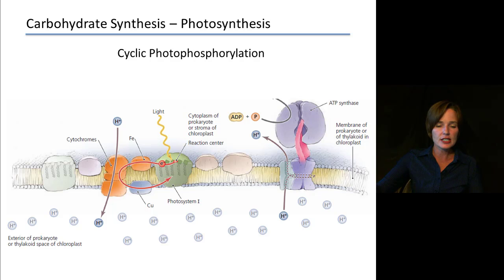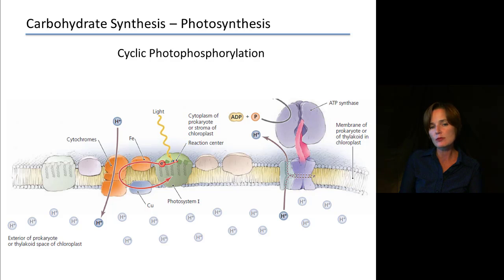So if we look at this process here, there's two pathways that electrons can take once they do come in. So notice that the light comes in and then electrons are going to get energized. Those energized electrons are going to be passed through a couple different participants. It's a very tiny electron transport chain.